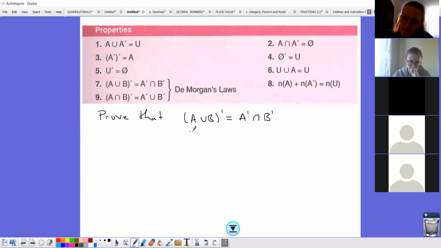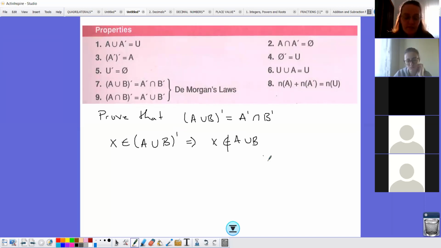If you have a question, prove property in sets, we'll start like this. I'm starting with this. X is element of A union B prime. If X is element of A union B prime, then X is not element of A union B. Yes? Am I right? Yes, because it is element of the complement. Let me write it a bit better.